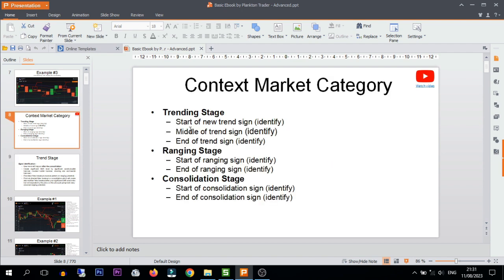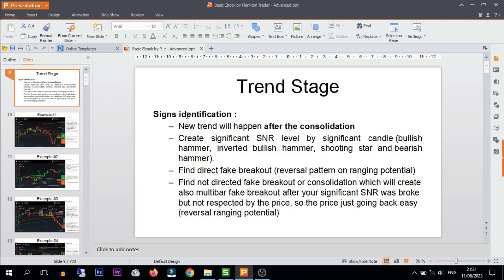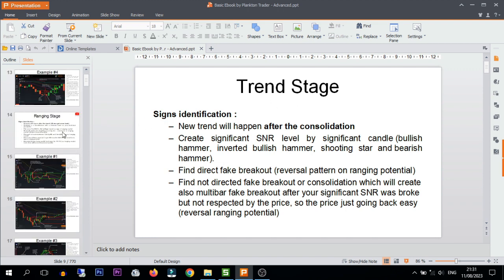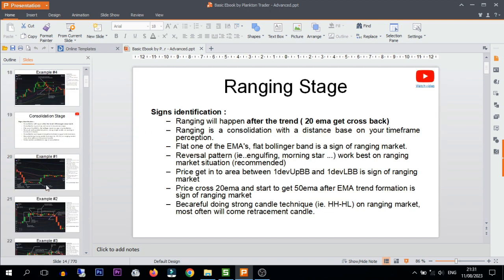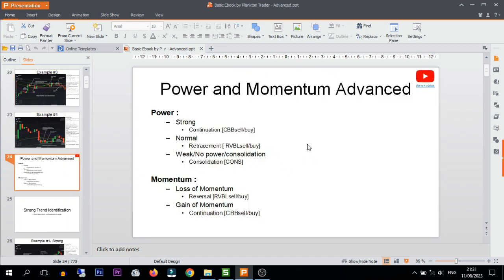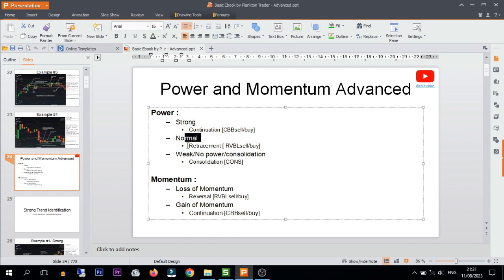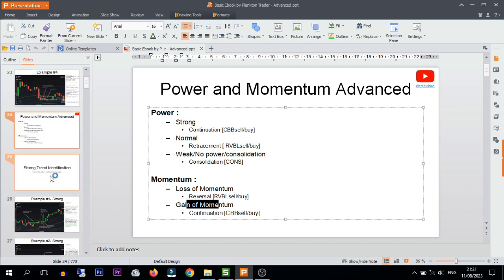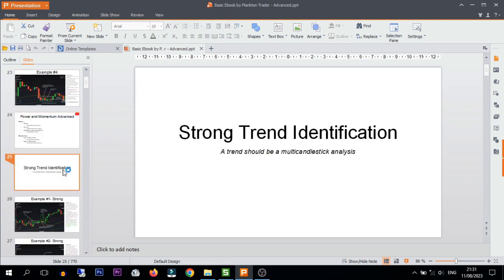And then the market context, of course: what is trending, ranging, and then the trend, starting with the trend stage. What is the identification sign, the ranging stage, the consolidation stage, and examples. Then momentum: this is about power and momentum in advance, where you get strong, normal and weak, and momentum is divided into two, loss momentum and gain momentum. This is the idea, and this is the explanation.